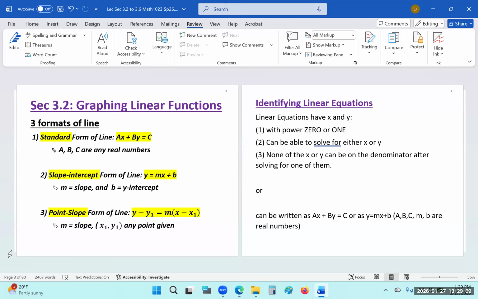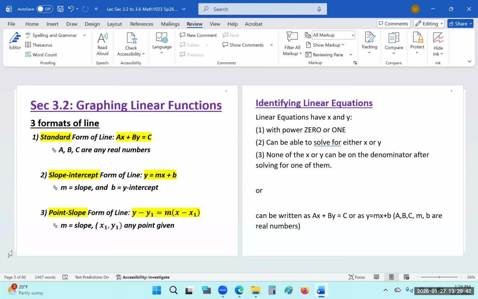Then the second characteristic is we must be able to solve for x or y. So either we can get x alone on one side or y alone on one side of the equal sign. And if you do that, then the other variable cannot be in the denominator. So if you're solving for x on one side, the other side of the equal sign cannot have y in the denominator. But if you're solving for y on one side of the equal sign, the other side cannot have x in the denominator. These are the three characteristics of a linear function.